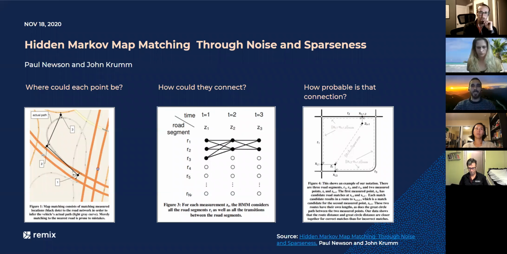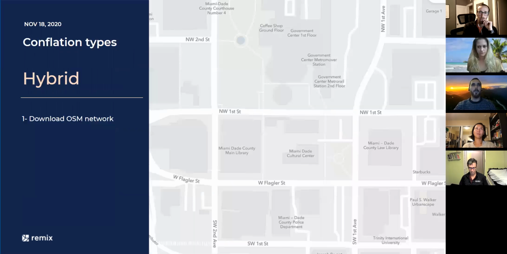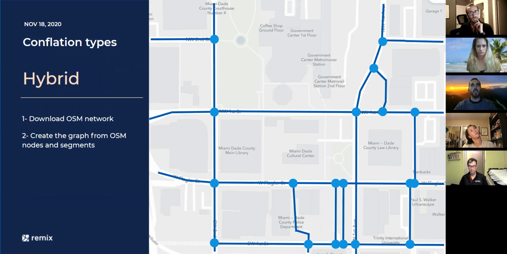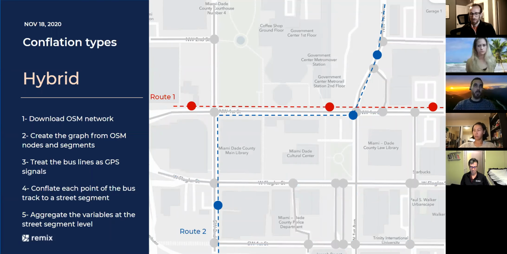After this explanation, I'm not going to dive deeper into this. What did we do then? Well, the first thing we needed was the street grid. So we downloaded it from OpenStreetMap and abstracted it into nodes and edges that connect those nodes. We have to tell the algorithm how you can get from each of the nodes to the next one. What are the nodes you need to connect? After creating the graph, we basically destroyed the GTFS lines into points and treated them as GPS points.